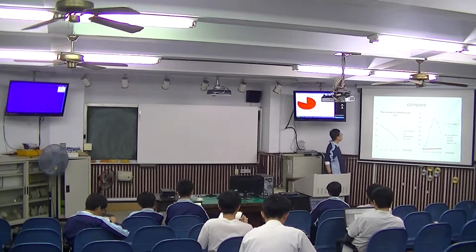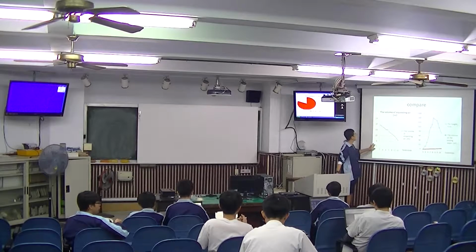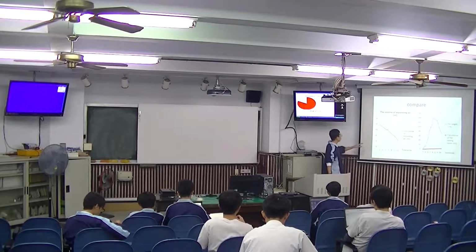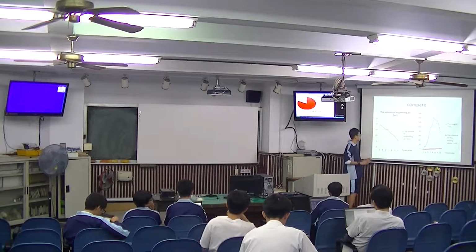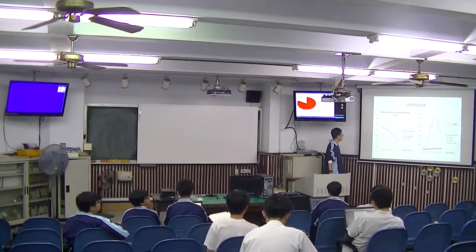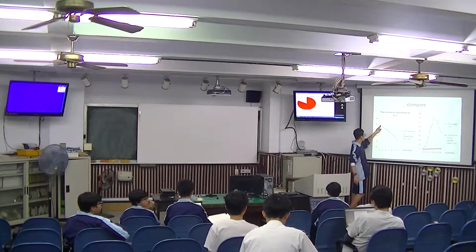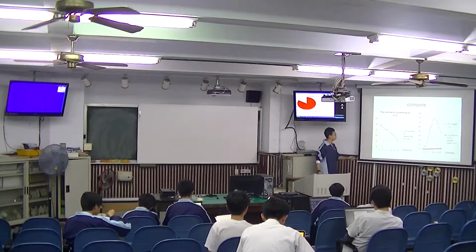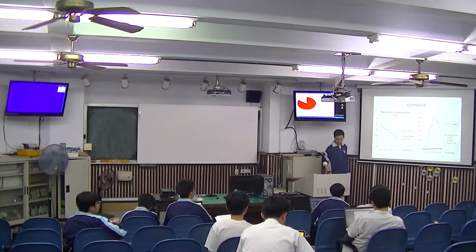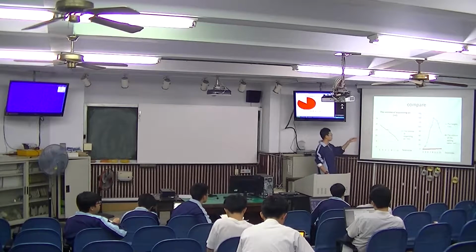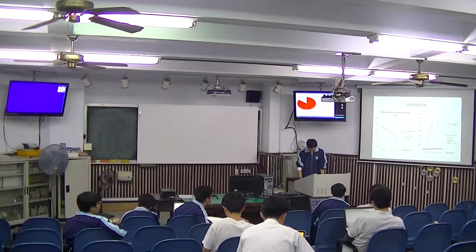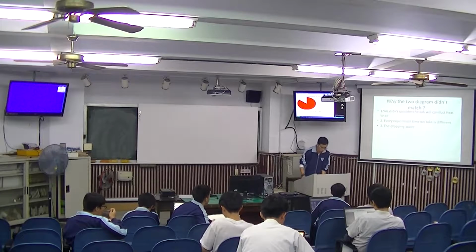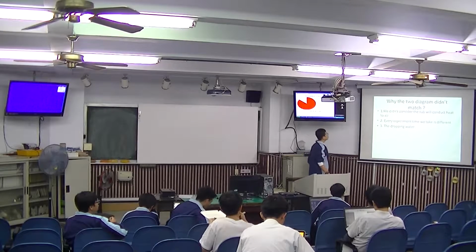Okay, so now let's compare the volume of the extinguished air that I calculated, and this is the experiment data. You can see that the extinguished air should be smaller if I draw more water, but in that picture it shows that first it becomes bigger and then it becomes smaller. So I'm going to talk about why this will happen. Why the two diagrams didn't match?